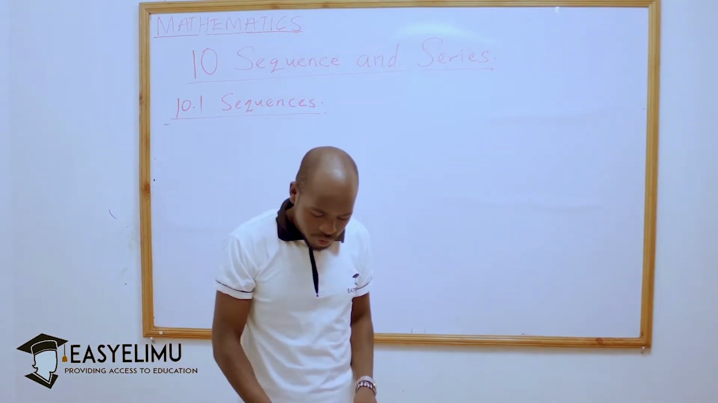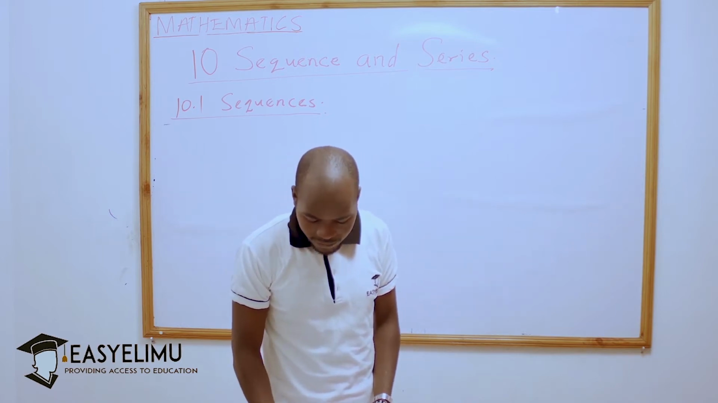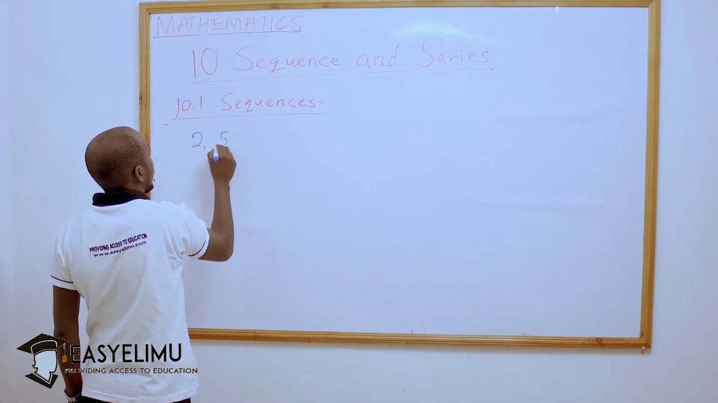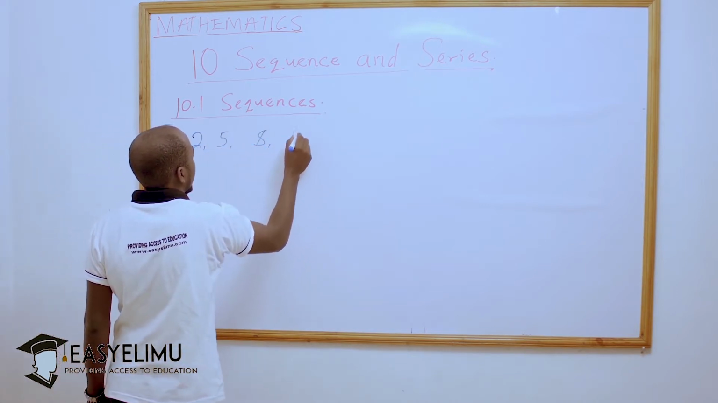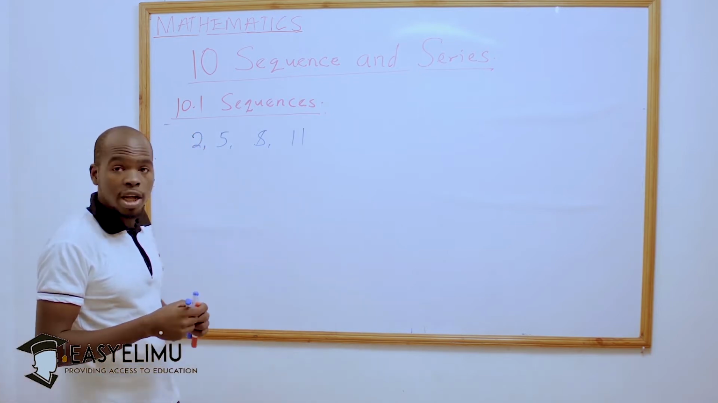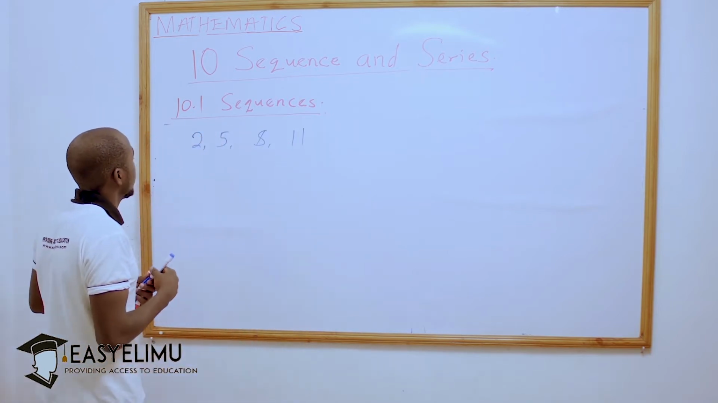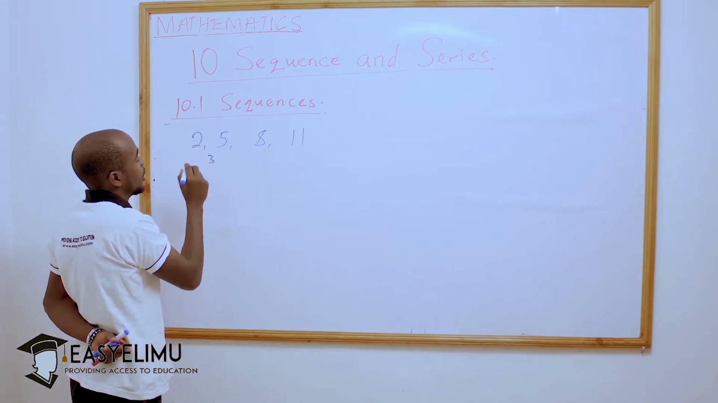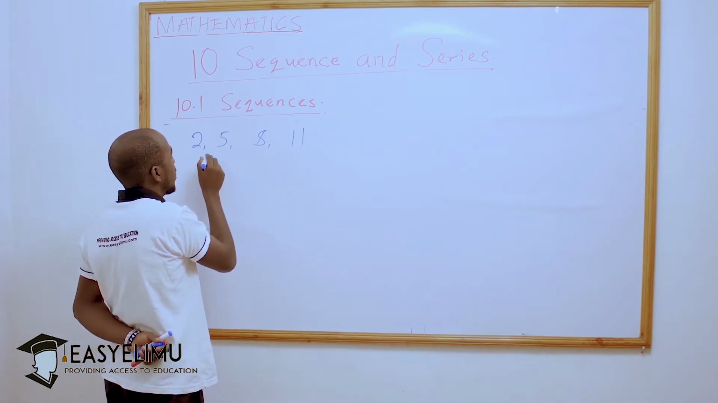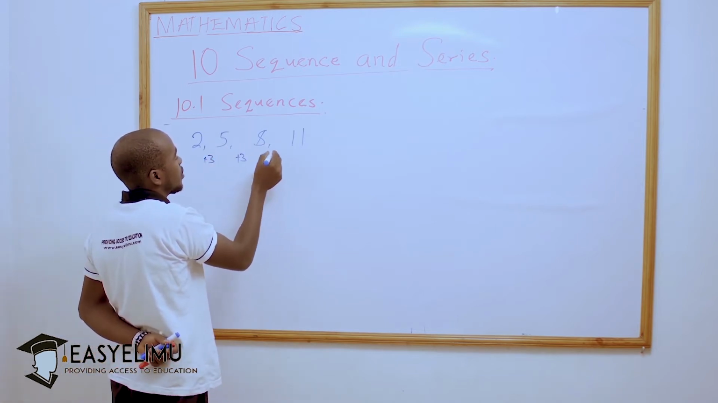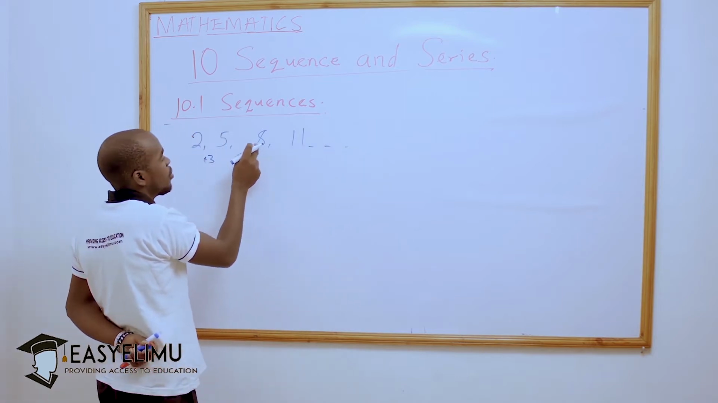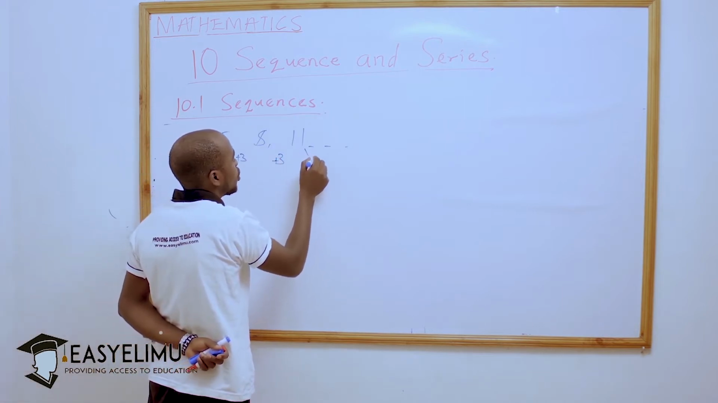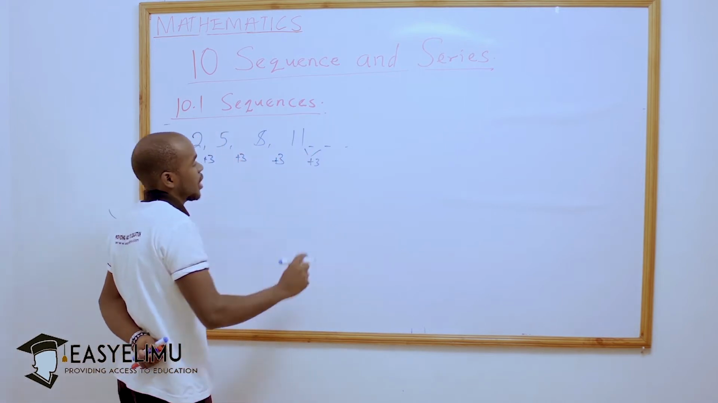Find the general rule in the sequence given as 2, 5, 8, 11. We have 2, 5, 8, 11. We need to find a general rule here. As we can see, to move from here to here, there is an addition of 3. Here to here, there is also an addition of 3. From 8 to 11, we have an addition of 3. And it will continue with an addition of 3.